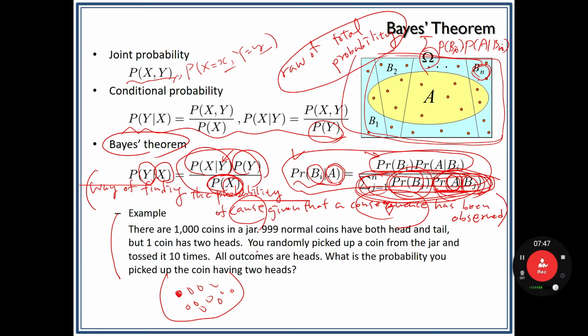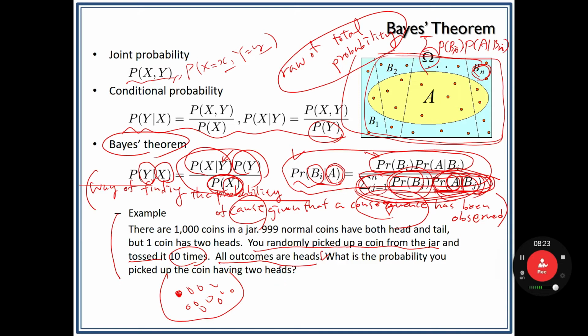And we randomly picked up a coin from this jar, but we didn't see yet whether this picked up coin is a normal coin or an abnormal coin. We just tossed it 10 times, and all outcomes are heads. Okay, we tossed it 10 times, and 10 heads have been obtained. Then the question is, what is the probability you picked up the coin having two heads?